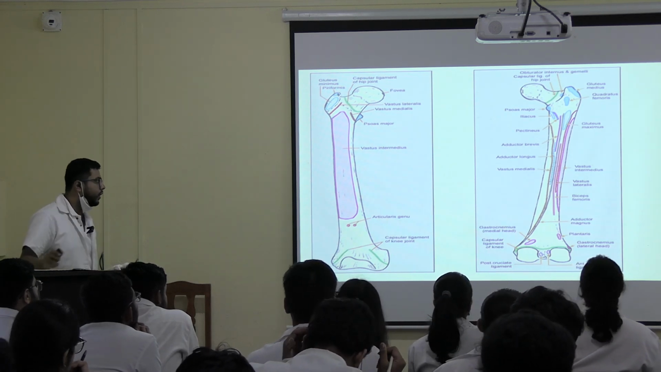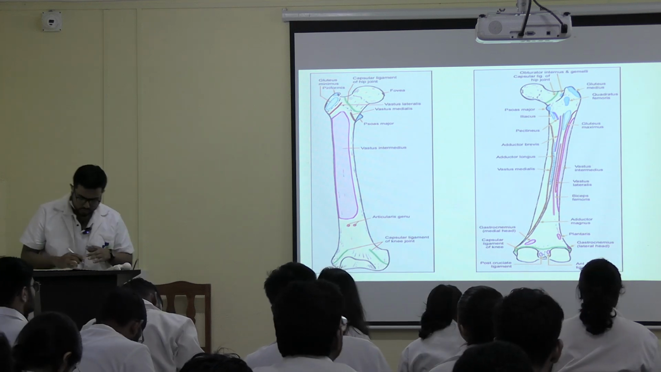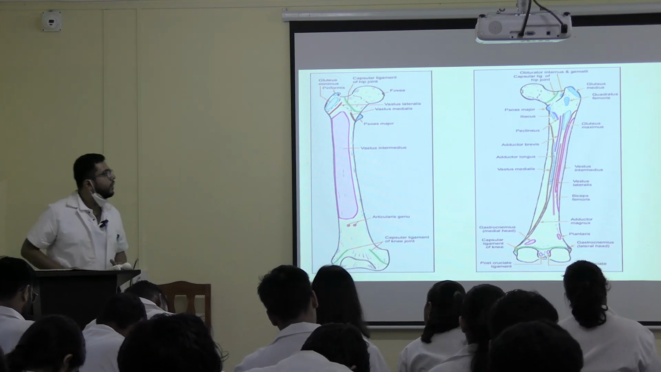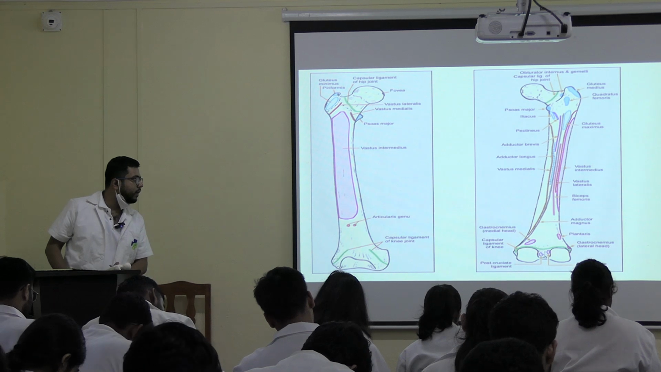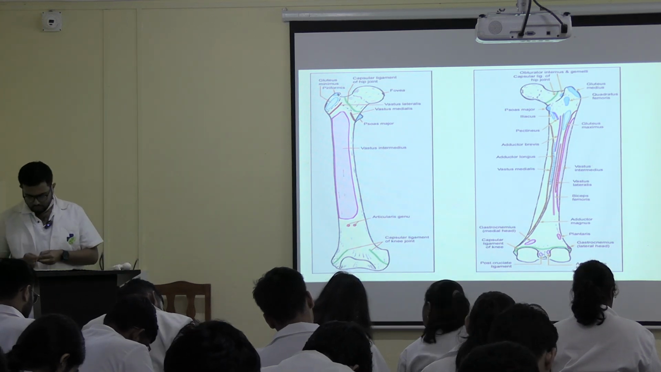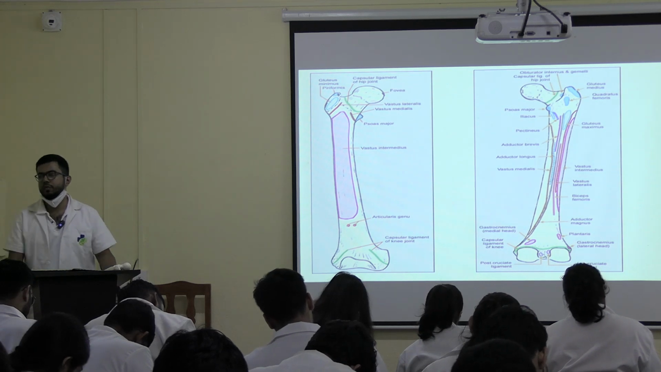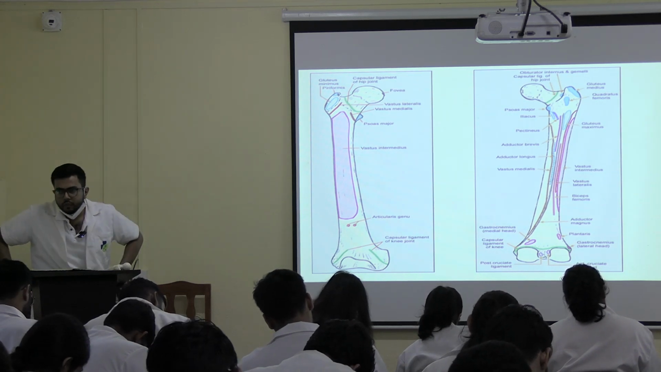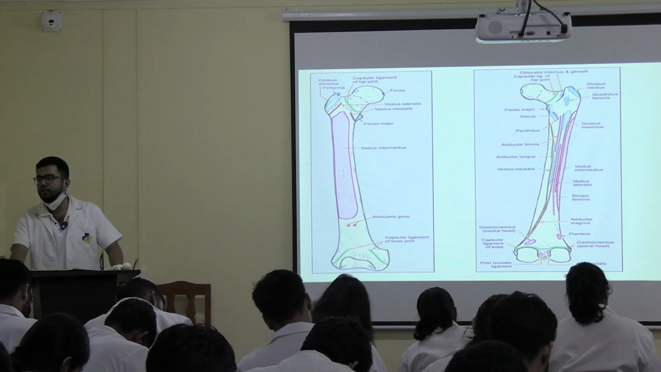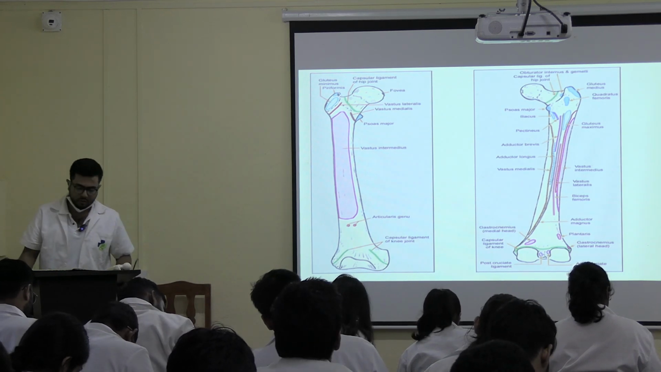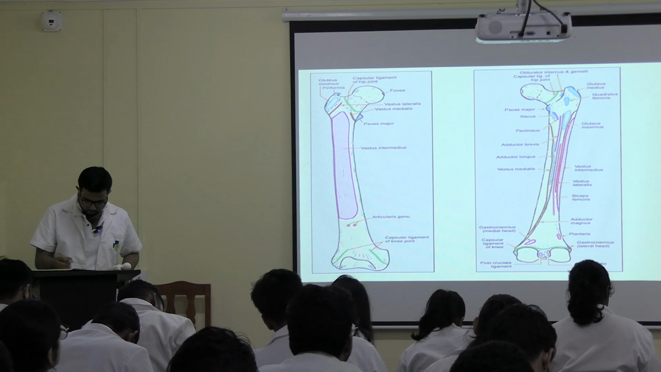Okay, sit down. Write down: iliacus is attached on the medial aspect, from the base of the lesser trochanter. On the medial aspect from the base of the lesser trochanter.